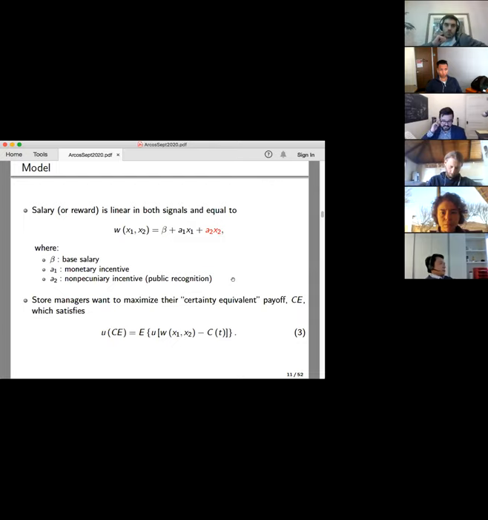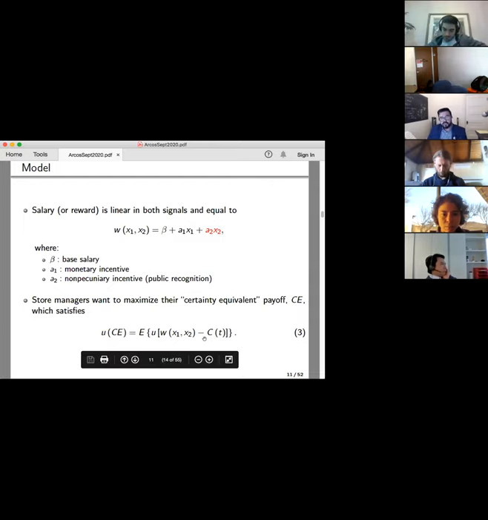Yeah, so that's a fantastic point. You're anticipating my proposition, but let me start with your first question. The contract is beta and A1. That's the contract for the store manager, right? Chain has a standard linear piece rate contract. The second one was that we are assuming that the correct interpretation for A2 X2 is, as Girish mentioned, just the willingness to pay for this recognition. Now the effort goes here in C.